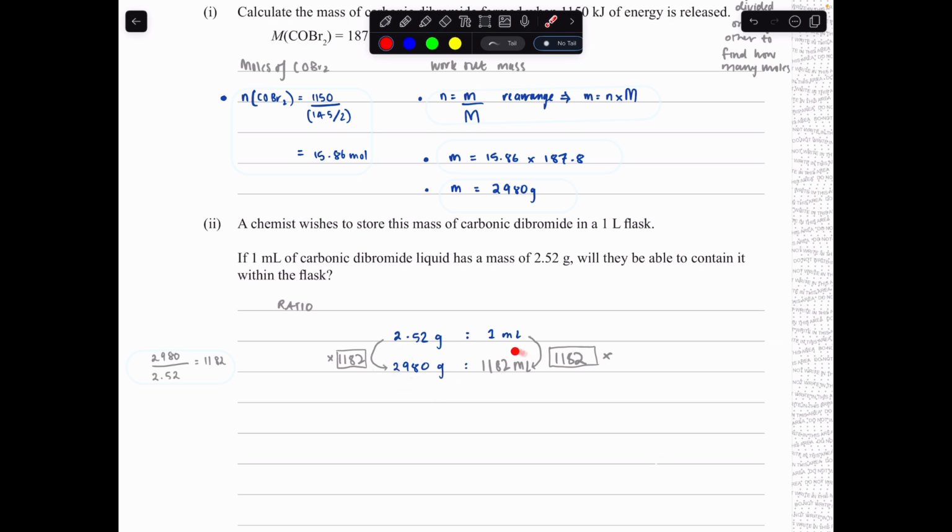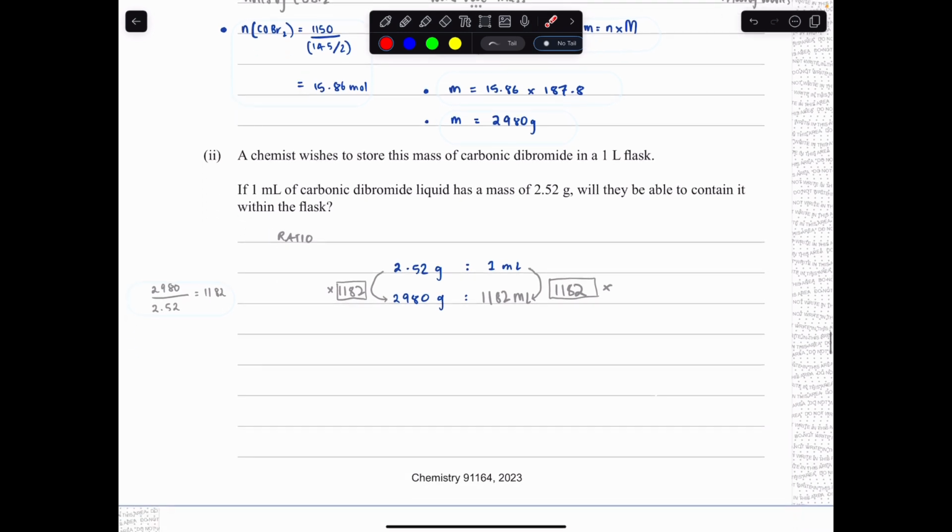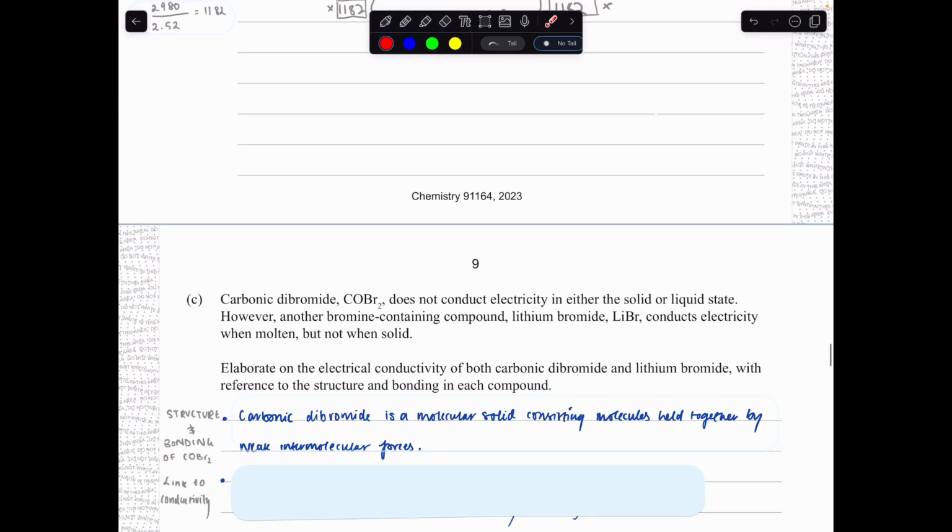So let's go back to the question: can 2,980 grams fit into 1 litre? Well, 1 litre is 1,000 mls. So this is bigger than 1,000 mls. Therefore, this mass of carbonic dibromide cannot fit in a 1 litre flask. I will leave you to write the answer for that. It's basically what I just said: 2,980 grams of carbonic dibromide will not fit in a 1 litre flask, as it's equivalent to 1,182 mls. Don't forget units. Well done, team, almost there.